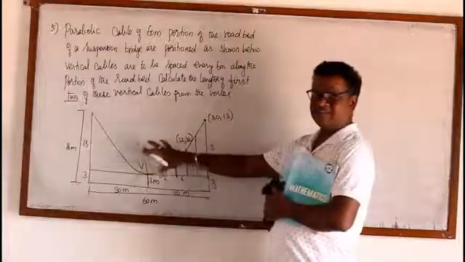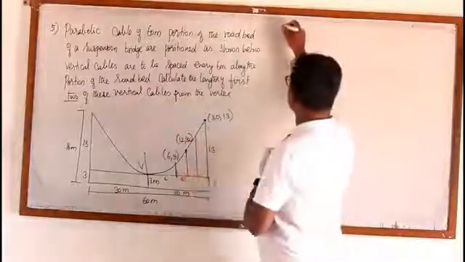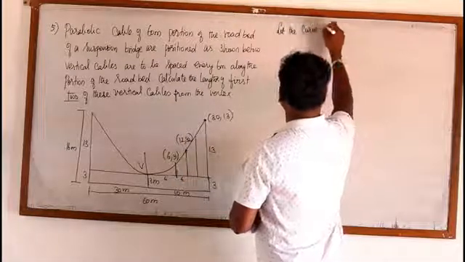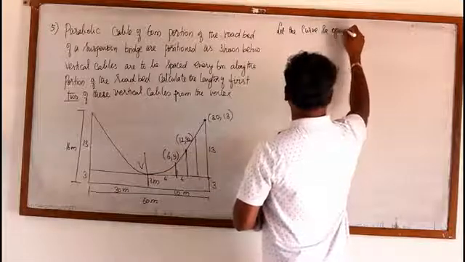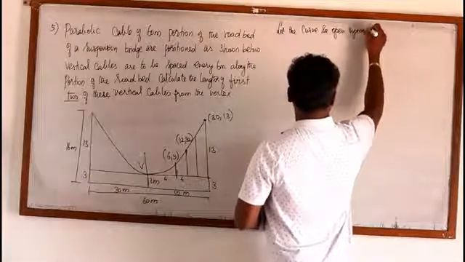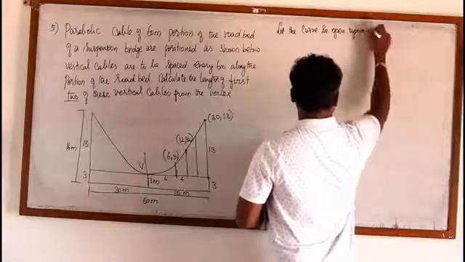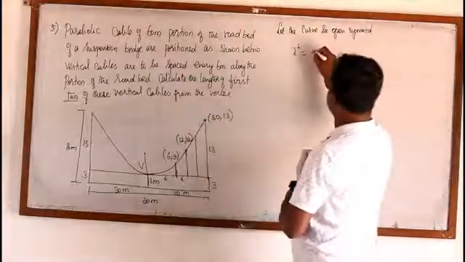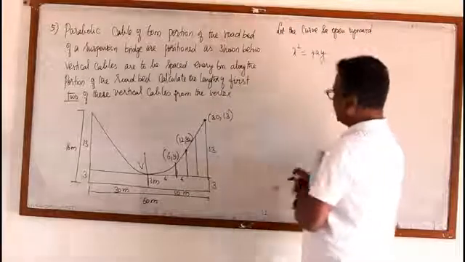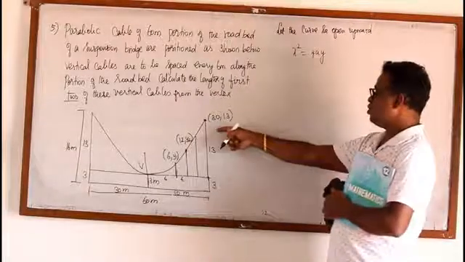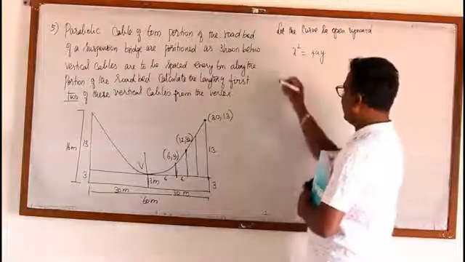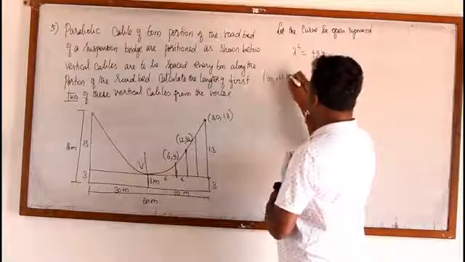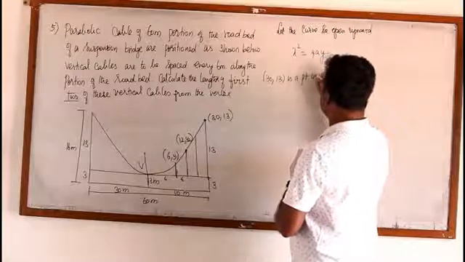The nature of the curve is open upward. Let the curve be open upward. Then the equation is symmetric about the y-axis, so x square equals plus 4ay. Now we shall take this point as a known point and we shall find the value of a. Now 30, 13 is a point on the curve.